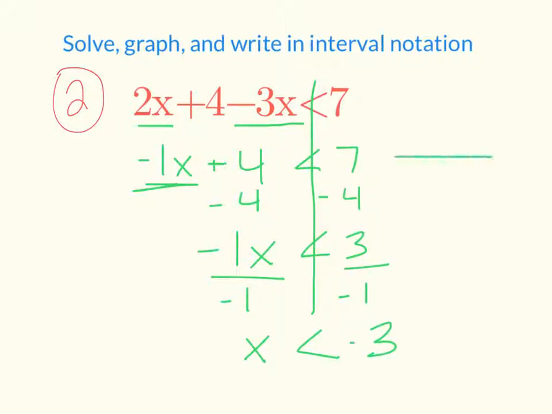On our graph here, we plot our numbers here. This time we use an open circle because it's not equal to, it's just less than. And we go to the left. In our interval notation, remember, left to right, so we're starting at negative infinity and stopping at negative 3. And we use parentheses for both because of infinity, and then it's an open circle.